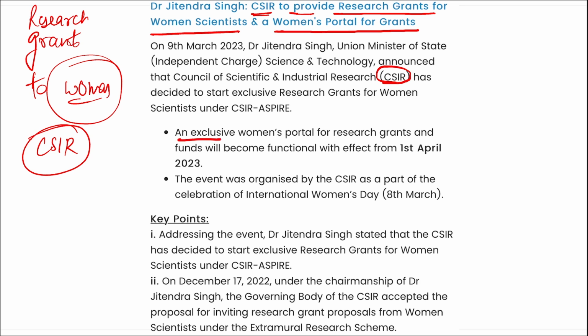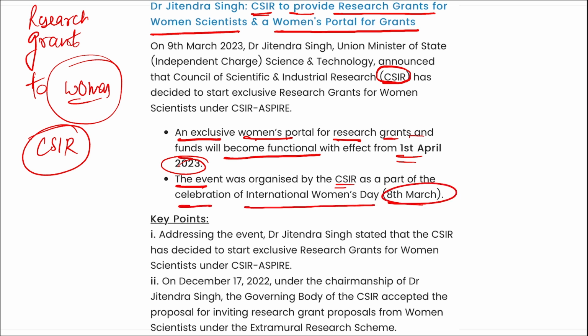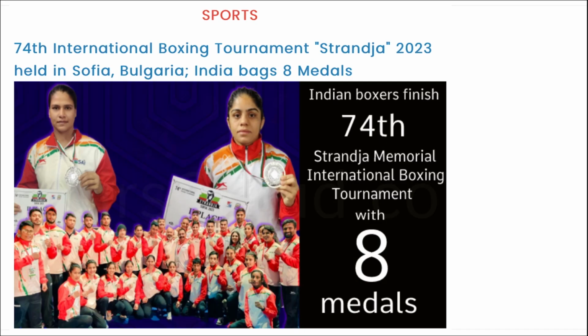Alright, an inclusive women portal for research grants and funds will also become functional with effect from 1st of April 2023. So a portal will also be launched for the same. Alright, that will help women to guide them through getting those grants. The event was organized by CSIR as a part of the celebration of International Women's Day that we observe on 8th of March. Next is related to sports.